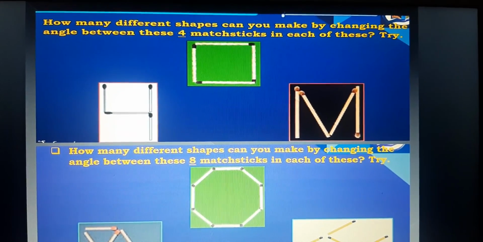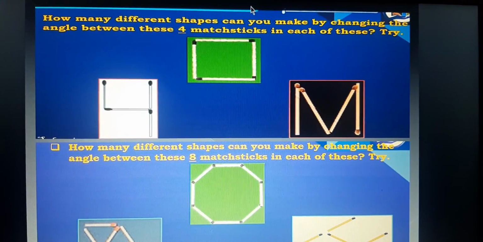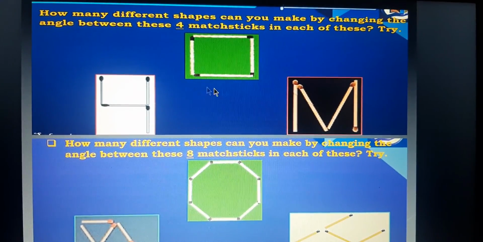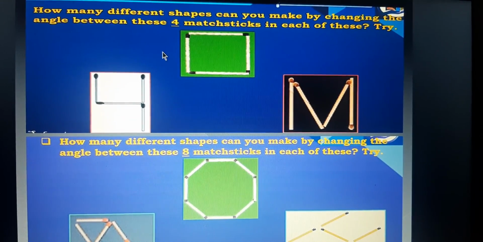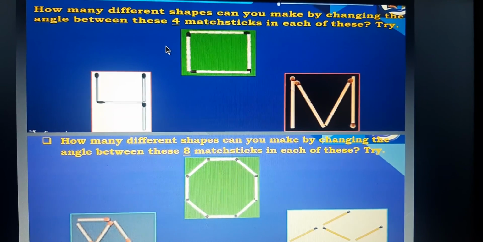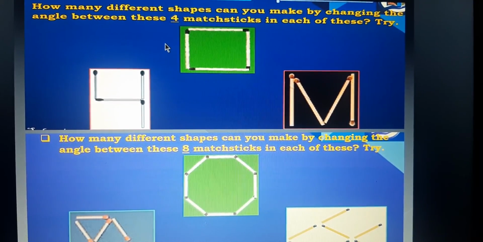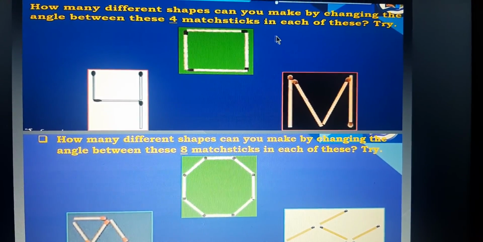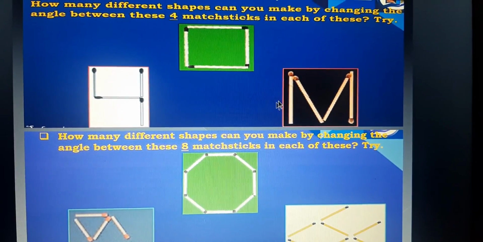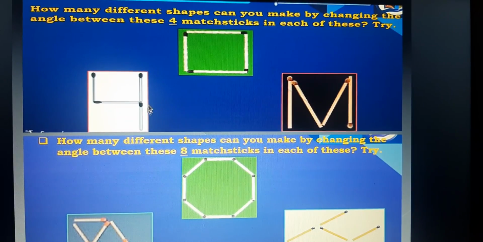Okay, coming to the next, fourth question here. It is given here that the shapes are made using matchsticks, and they have made the shapes here. The first one is given with 4 shapes. How many different shapes can you make by changing the angle between the matchsticks? In each of these you have to try here. Okay, I'll show you here. Fourth one, 4 matchsticks, right? If you use that, you can make a different one, either an M shape or a 4 shape.